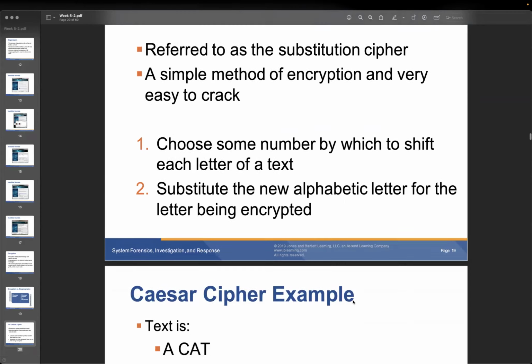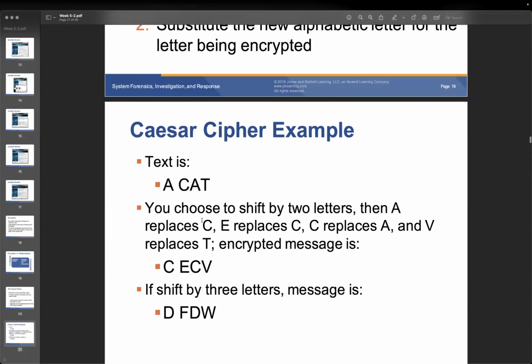If we have an original text like CAT and shift by two letters, then reading it horizontally it changes to ECV. If we change it by three letters, it becomes FDW. Depending on the case, sometimes we handle special characters as well.